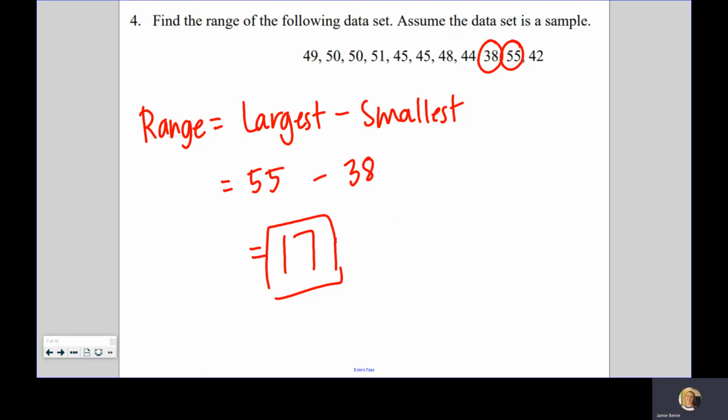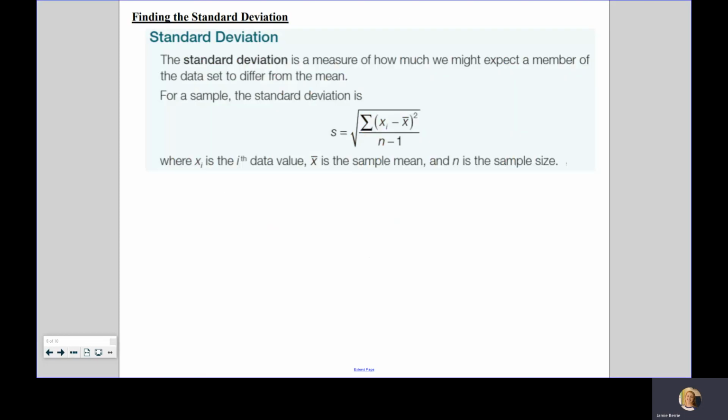All right, and then now we're going to look at the standard deviation. Again, the standard deviation is a measure of how far we might expect a member of the data set to be from the mean, or how much we might expect that member of the data set to differ from the mean. This is the formula for the sample standard deviation.